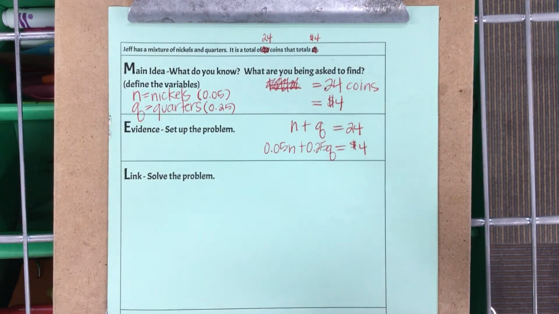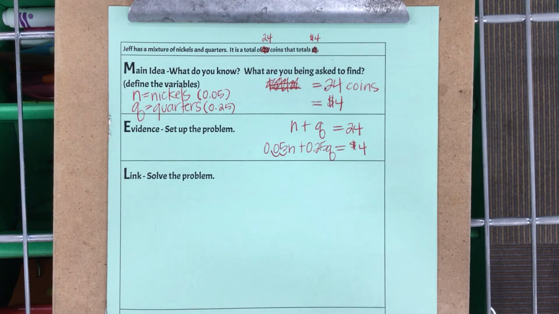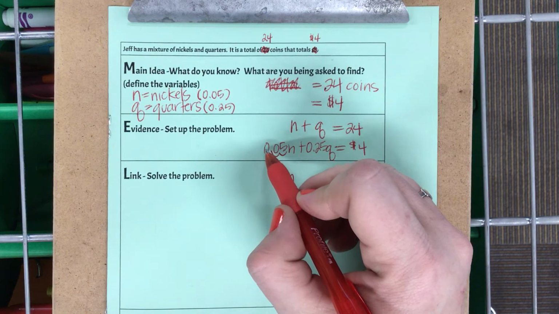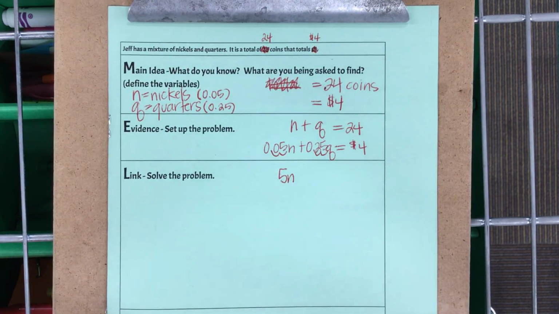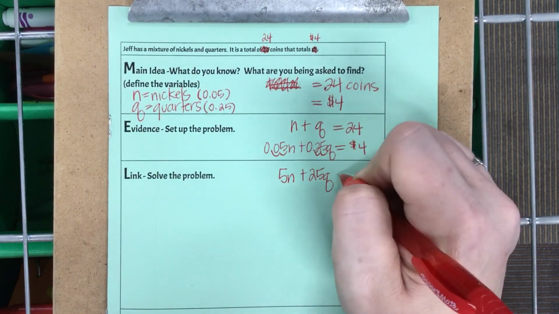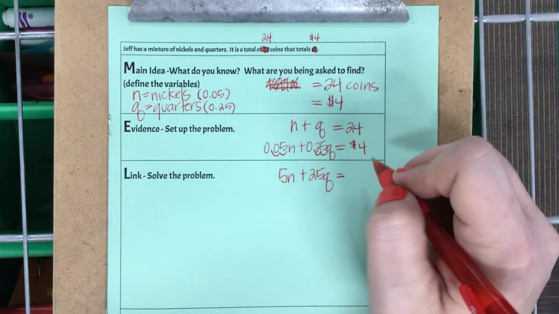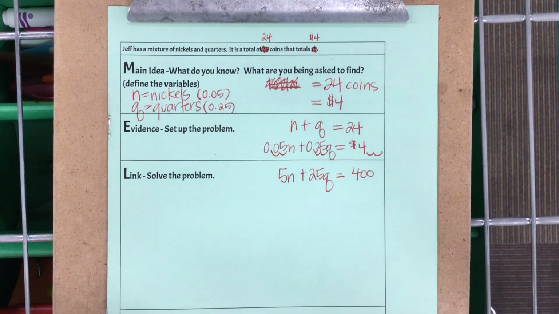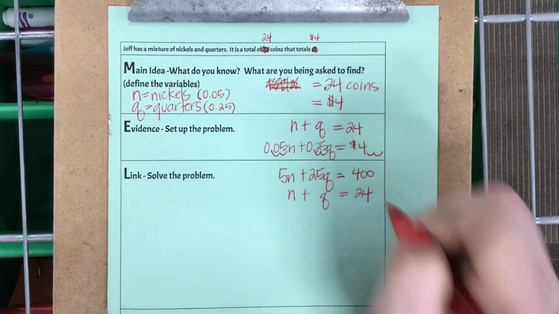So, ladies and gentlemen, here's the trick. If I move the decimal twice here, what does it become? 5n. And since I moved my decimal 2 times to the first term, I have to move my decimal 2 times to the second term. And what does that become? Plus 25q equals, and I also have to move my decimal 2 times to the last term. 400. And n plus q equals 24.